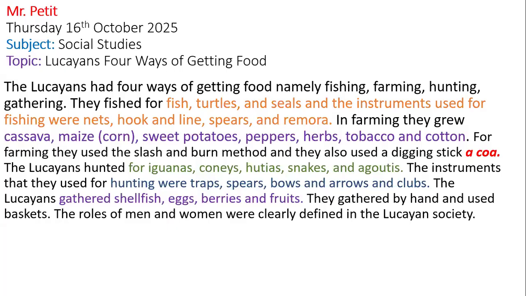Very good. So not only are we talking about the ways of getting food, we were also talking about the roles of men and women in the Lucayan society. They were very different. They were separate, but yet complementary, which means that even though they were separate, it still functioned together. But the things that they used to gather would be shellfish, eggs, berries, fruits. So four ways: fishing, farming, hunting, and gathering. Very different from what we do today.